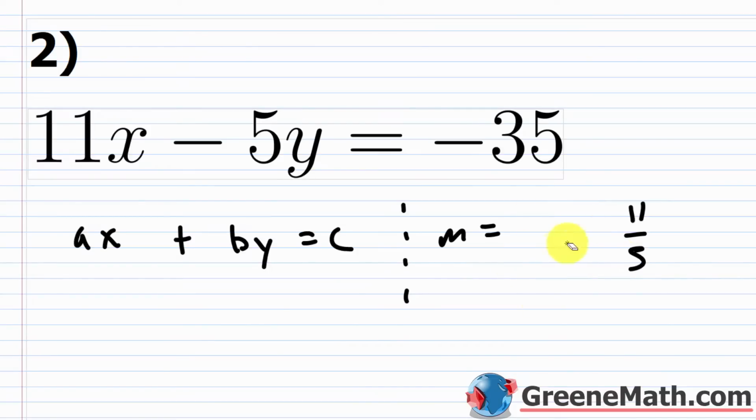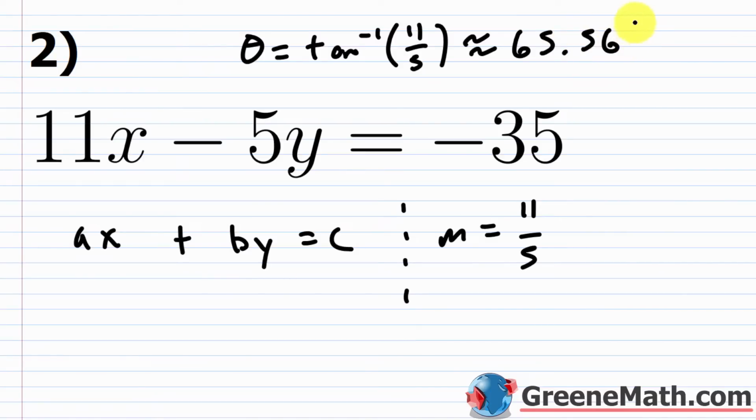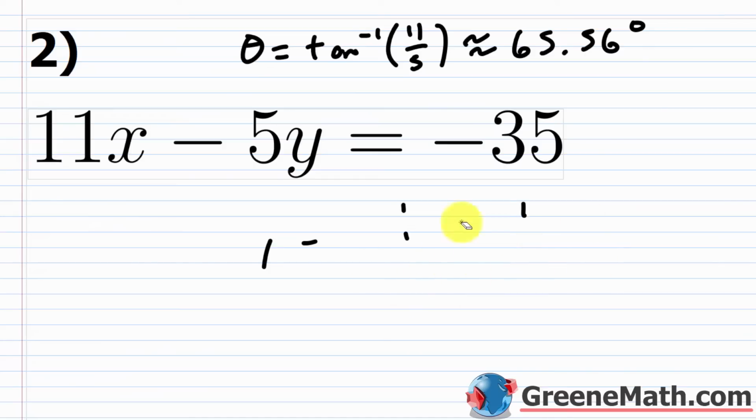Now, if the slope is positive, again, this is very straightforward in terms of your answer. So you can just say theta is equal to the inverse tangent of this 11/5, your slope m. If you punch that into your calculator, you get about 65.56. So this is about 65.56 degrees. Now, that's the fast way. Let's do it the slow way in case you still want to know what's going on.